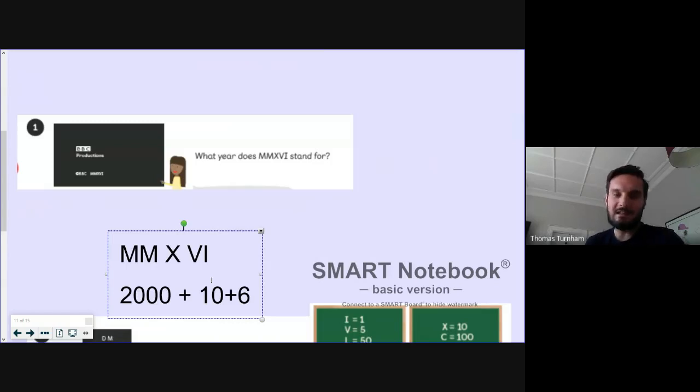I need to combine these numbers now. The 10 and the 6, I know I can add together to make 16. 2,000 and the 16, I know I can add together to make 2016. So MMXVI is actually 2016.